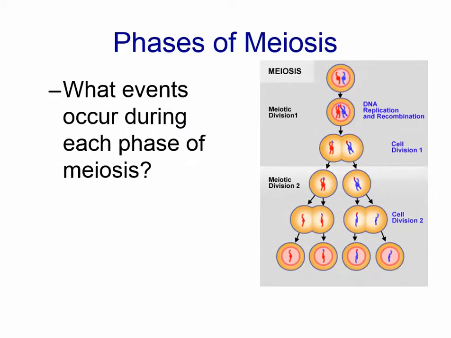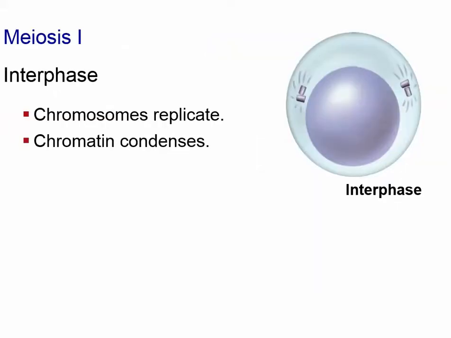So in the phases of meiosis, what exactly occurs during each phase? In your notes, you're going to need to be writing this down. First of all, you have interphase. Just like in mitosis, meiosis also has interphase, and that's when the cell is just doing whatever it does. It's growing. Chromosomes will replicate. Do you remember when the chromosomes replicate? That's right, during synthesis. And the chromatin condenses, and we're getting ready for meiosis to occur.